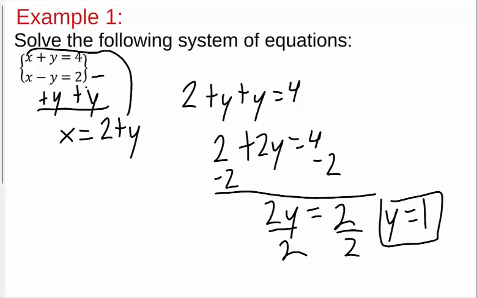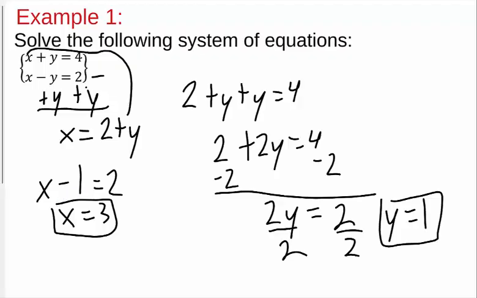So we can plug that back in. We can plug that into the second equation. Let's do it that way. X minus 1 equals 2. And I hope you know that x then would be x is equal to 3. So our answer is the point 3, 1.